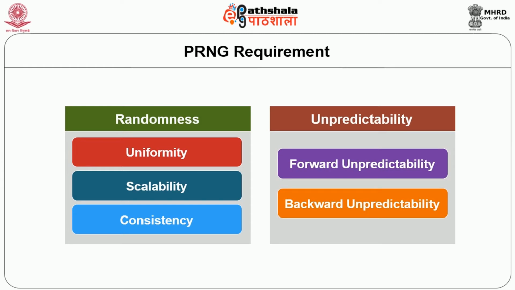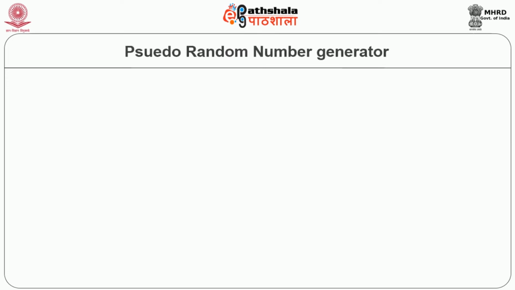Forward unpredictability says that given a number, one should not be able to determine what will be the next number. Backward unpredictability says given a number, one should not be able to determine what all numbers would have been generated up till now. We'll start with a pseudo-random number generator.